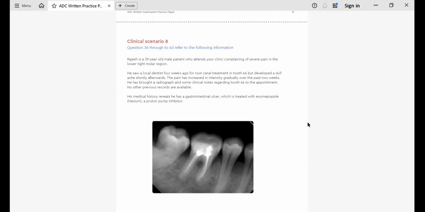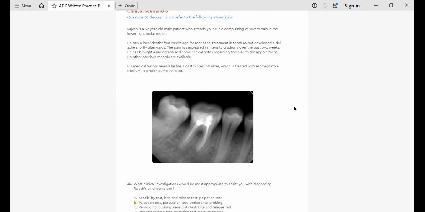Okay. Let's go to the next one. A 39-year-old male patient attends your clinic complaining of severe pain in the lower right molar region. Saw a local dentist 4 weeks ago for root canal treatment in tooth 4-6, but developed a dull ache shortly afterwards, which has gradually increased in intensity over the past 2 weeks. So you have some notes and a radiograph. No other previous records are available. His medical history includes a gastrointestinal ulcer, which is treated with esomeprazole, Nexium, a proton pump inhibitor.